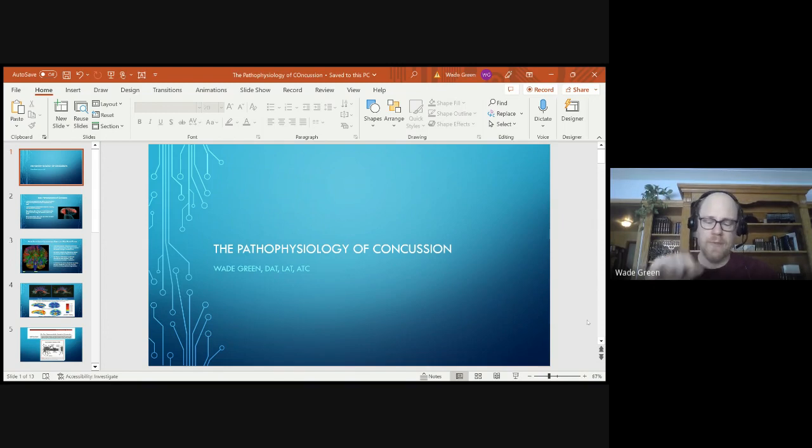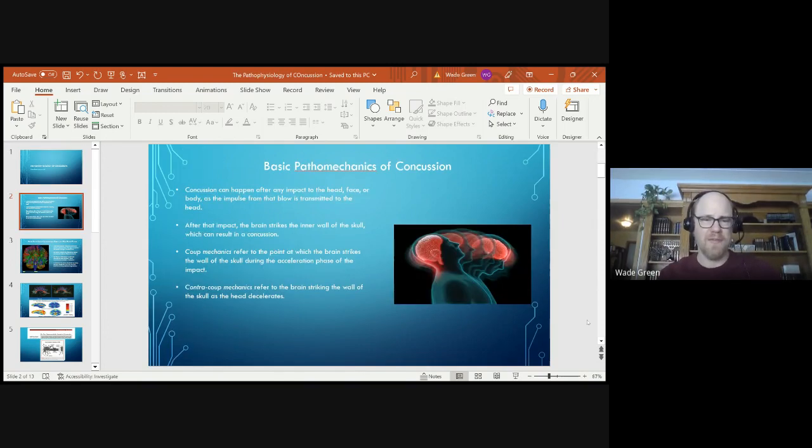All right. Here we go, guys. So when we talk about concussion, right? Concussion can happen after any blow to the head, any impact to the head, face or body, right? So after that initial impact, whether it's to the head, the chest, body, whatever it is, if we see someone's head whip back and forth like this, the brain essentially strikes the inner wall of the skull. So we can see in this picture here on the right that with concussion, the brain strikes the inner wall of the skull, and that is essentially the classic mechanism that we've understood that results in concussion.